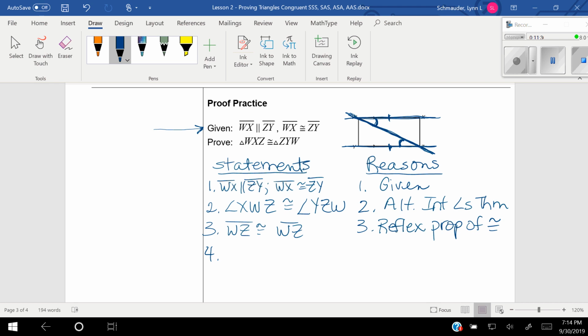So that gets it for us, right? I'm just going to put a little squiggly there. So what I can see is that I've got those two triangles congruent by side angle side. So triangle WXZ is congruent to triangle ZYW by side angle side. There we go.